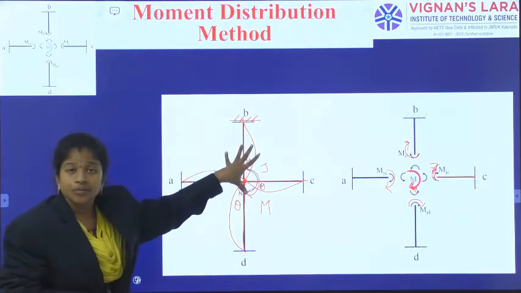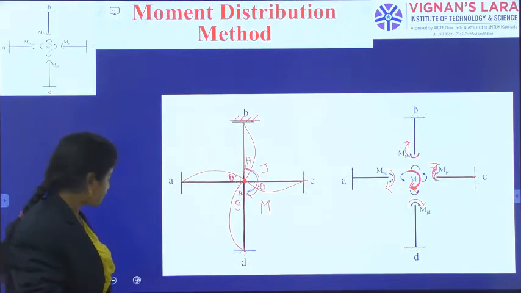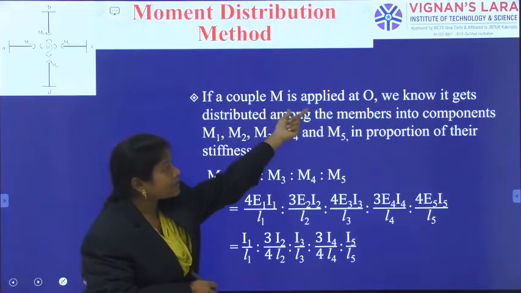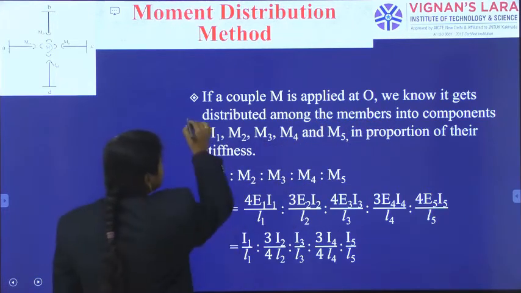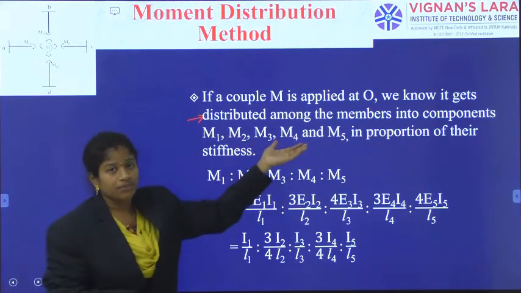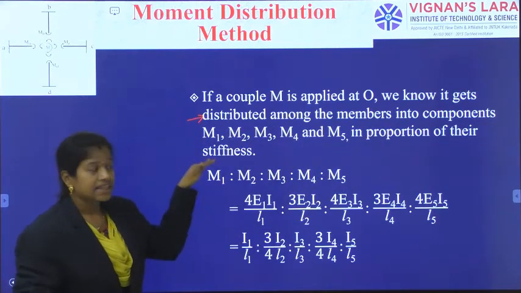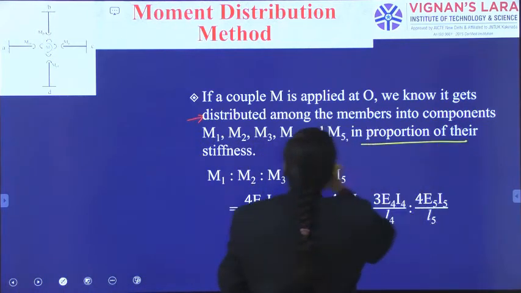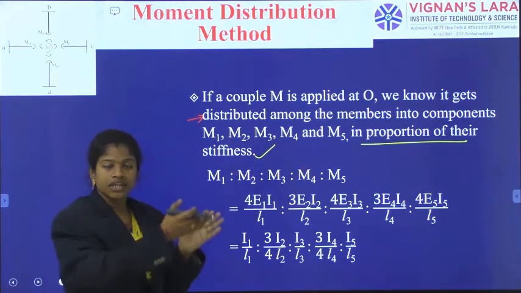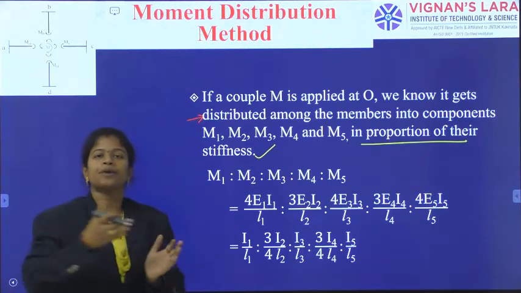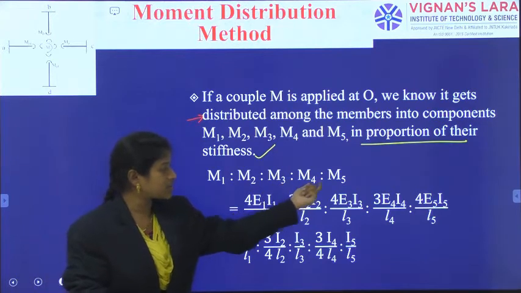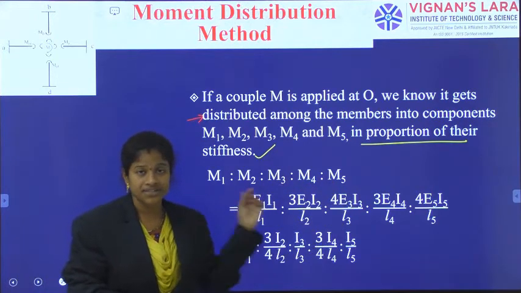The slopes, distribution, stiffness. These terms you need to remember. And then, if the couple or the clockwise moment capital M is applied at O, we know it gets distributed among the members as M1, M2, M3 as we have already mentioned. Now, the ratio of these is in their proportion of stiffness. This is the distribution theorem. How will M1, M2, M3 come? Those ratios will be equal to the same proportions as the stiffness of the members. So, M1 is to M2 is to M3 is to M4 is to M5, the ratio of all these 5 parameters and individual formulas.